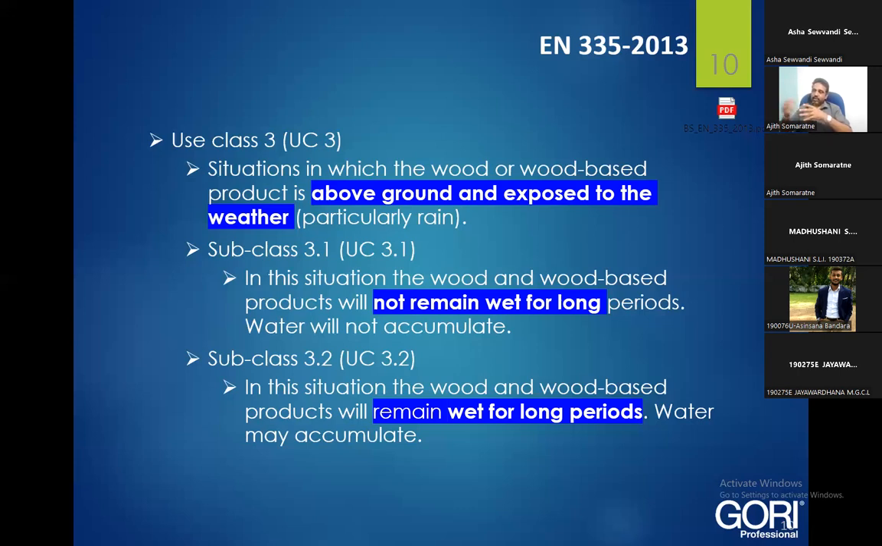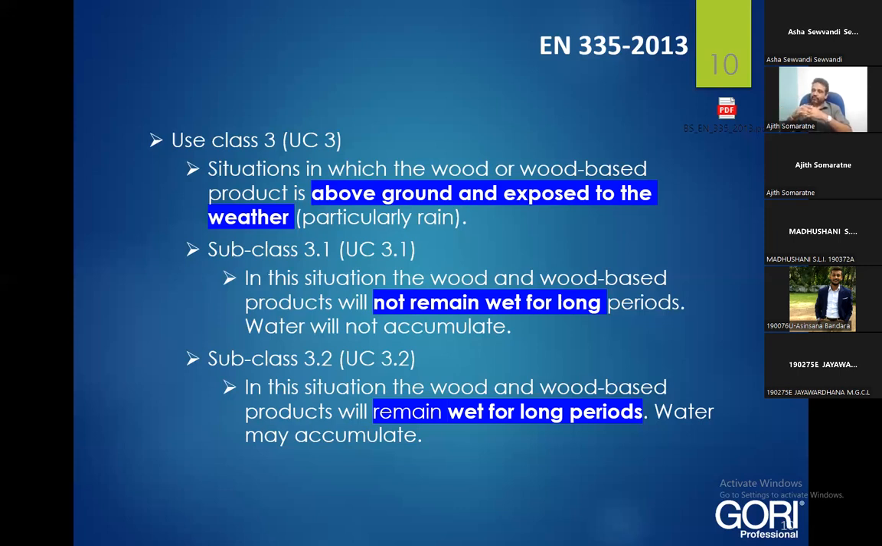Subclass 3.2 remains wet for long periods. Let's see, if it is a wooden deck or something where water droplets can clog for a long period, or sometimes water may be retained, especially on a horizontal surface, this will come into subclass 3.2. So the difference is, in 3.1 both are exposed to the weather and above the ground. So it is not connected with the natural soil. It is above the ground, maybe on a concrete slab, maybe on a decking, or maybe on a rooftop. Anywhere not connected to the earth, but exposed to weather.